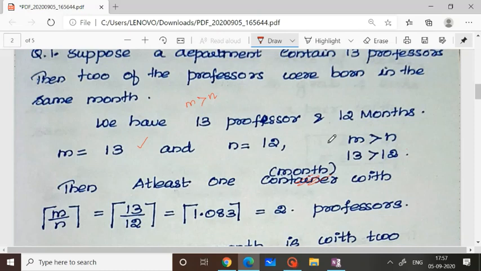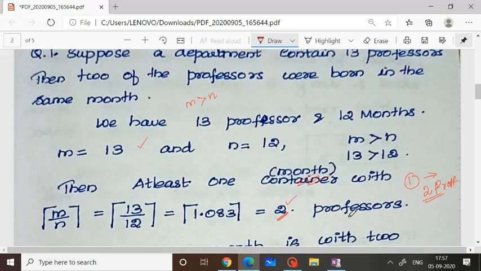How is it possible? The ceiling of m by n is equal to the ceiling of 13 by 12, which is equal to the ceiling value of 1.083. The nearest integer, which is the greatest integer, is equal to 2. So therefore 1 month has 2 professors. So in this, 2 professors are born in the same month.